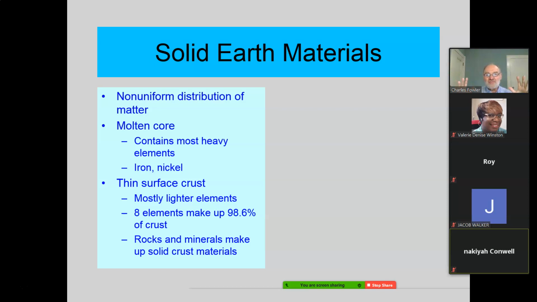We're going to talk about the solid earth materials, okay? Now, I look out my window right here and I see our backyard. And in our backyard, there are some rocks. I can see a couple of them if I look real carefully. There's soil. There's other solid earth materials there. Now, there's man-made materials, but there's solid earth materials. We're going to focus on the solid earth materials, okay?